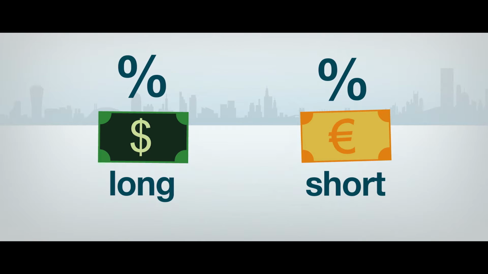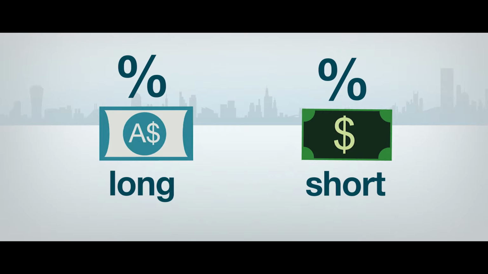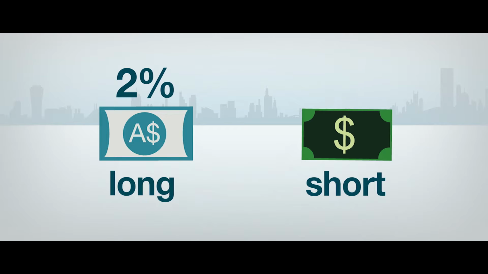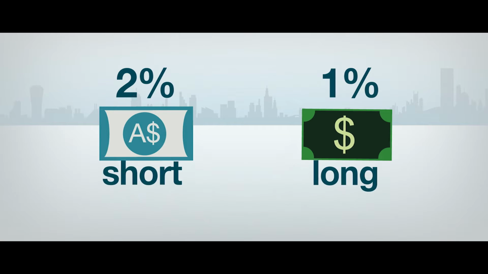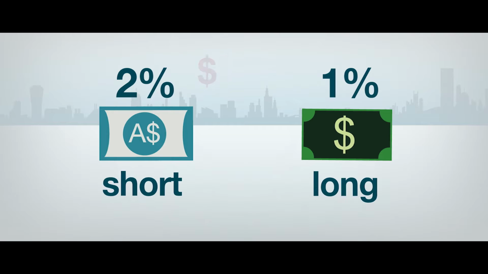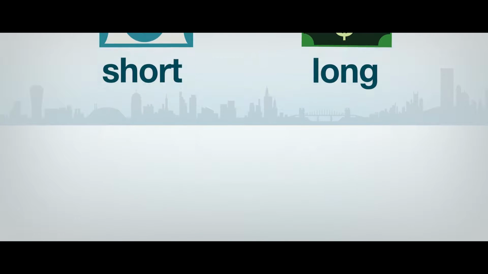Let's look at an example. Suppose an investor has a position in the Australian dollar versus the US dollar currency pair. Say the overnight lending rate for the Australian dollar is 2% and the overnight lending rate for the US dollar is 1%. The investor is long the currency pair, which means he is long the AUD and short the USD. Since the AUD has a higher interest rate than the USD, the investor will receive a credit. However, if the investor was short the AUD-USD currency pair, he'd have to pay the debit because he's short the currency that has a higher interest rate.